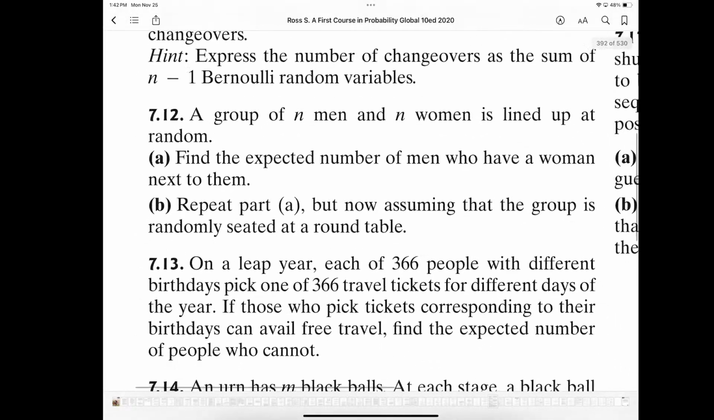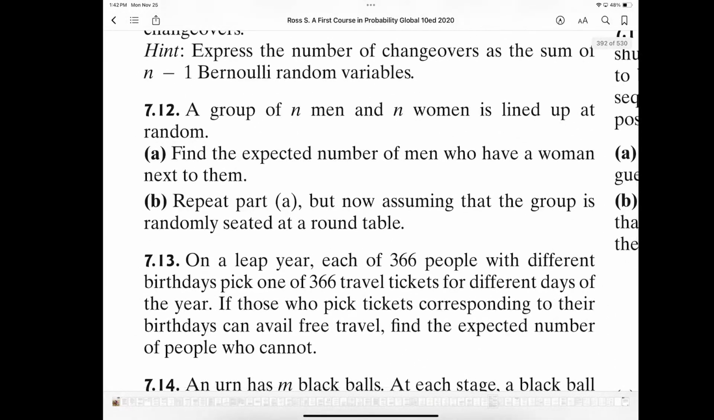So you have a group of n men and n women. The only annoying thing about this one is we aren't told how many men and how many women. So if it bothers you, pick a number like 13 and say that there's 13 men and 13 women. But if you can do it with 13, you can do it with n. But whatever, we've got this. I have them lined up at random. I want to know the expected number of men who have a woman next to them.